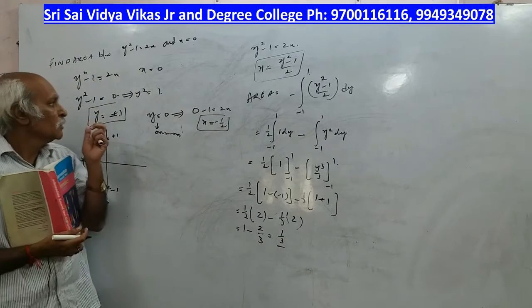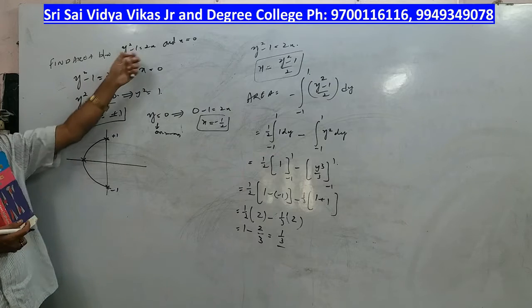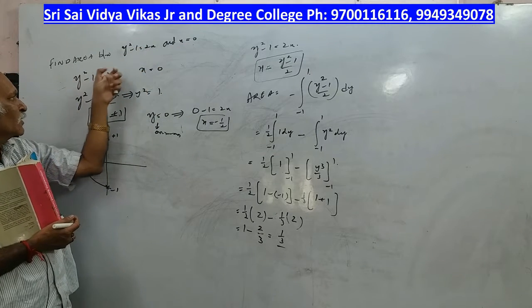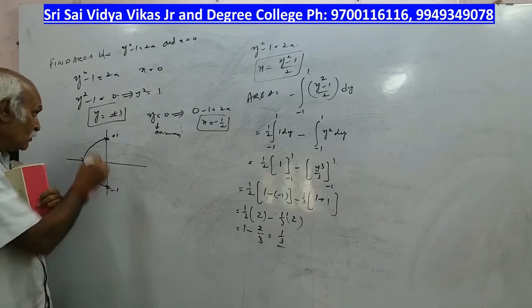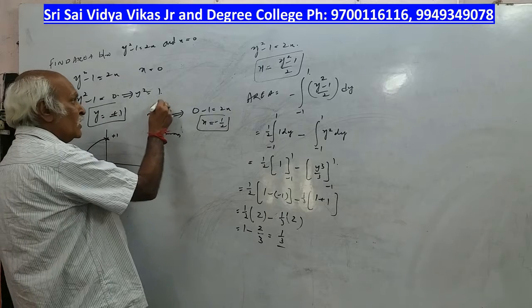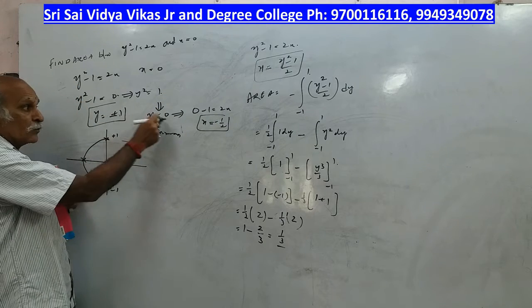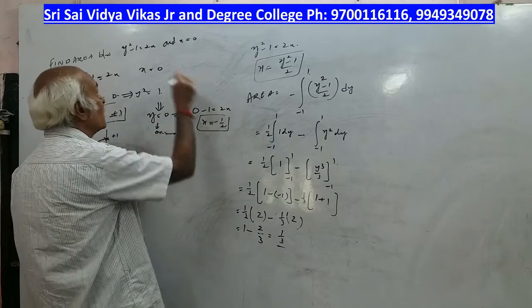So here we have to find the point of intersection. Okay. So here y square minus 1 is equal to 2x, x is equal to 0. So we get y value plus or minus 1. So plus 1, minus 1, and we have to draw the curve. So what I have taken, y is equal to 0, because between plus and minus there is a value 0. Okay, so y is equal to 0, therefore 0 minus 1 is equal to 2x. I am putting here.